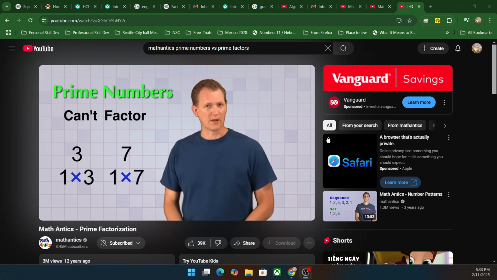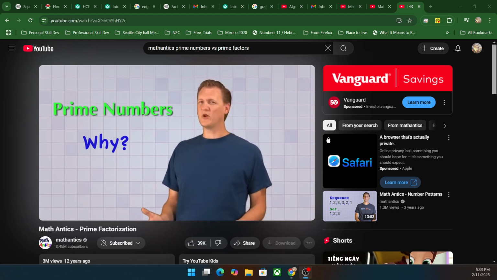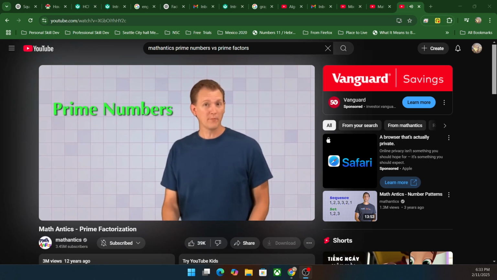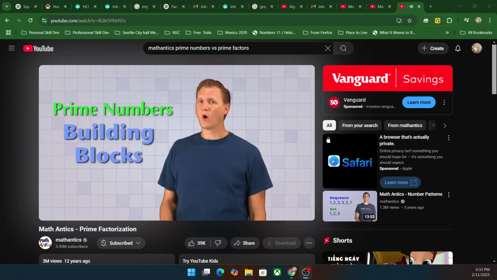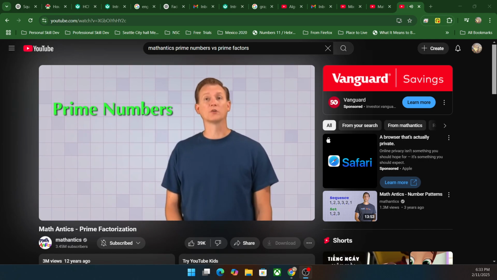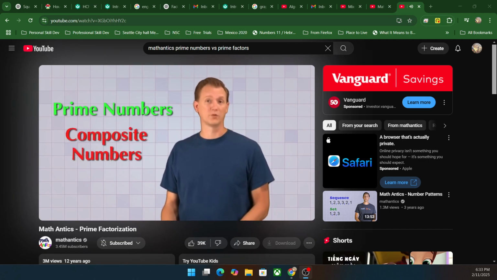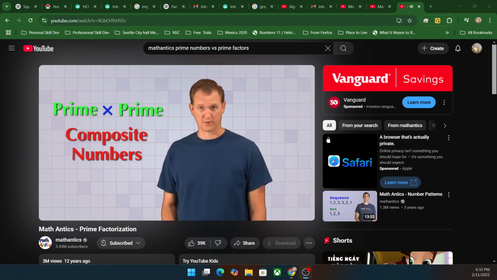But what's so special about prime numbers anyway? Why do we need to know about them? Well, prime numbers are like the building blocks of the other whole numbers. In fact, whole numbers that are not prime are called composite numbers because they're composed of primes. That means that you can get them by multiplying prime numbers together.